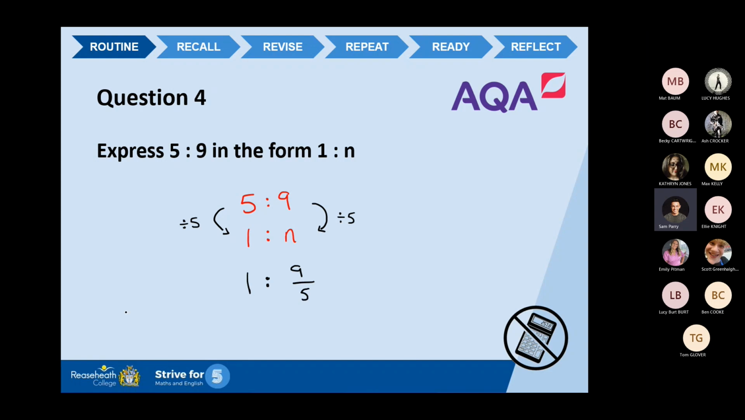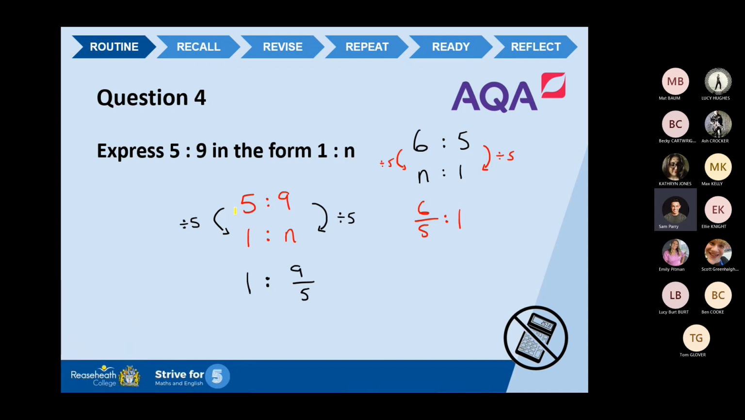Okay, so I'm going to do another one actually. Let's say we've got 6 to 5, and we want it in the form, let's go for a different n to 1 this time. So it's the other side now, the 1 is. Which side has the 1? It's the right hand side, so I have to ask myself, how do I get from 5 down to 1? I divide by 5, and it's the same on this side. So my answer will be 6 over 5 to 1. That is my final ratio.